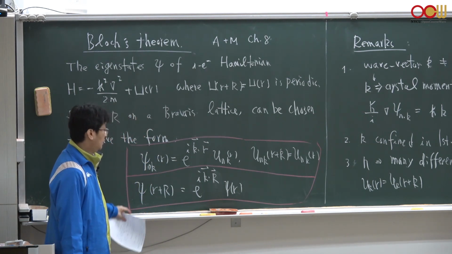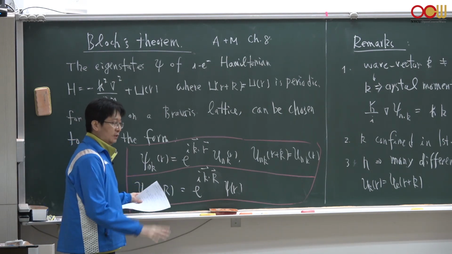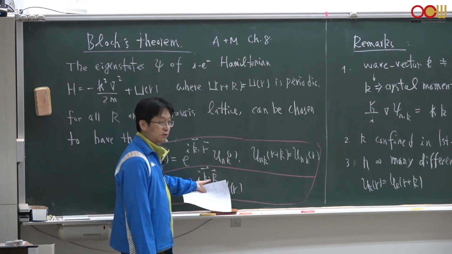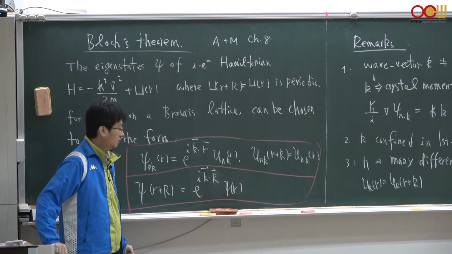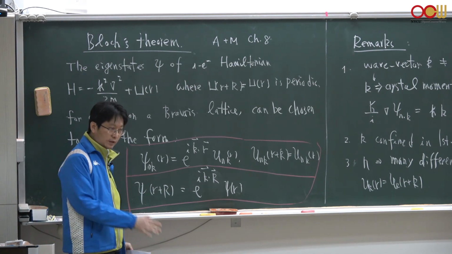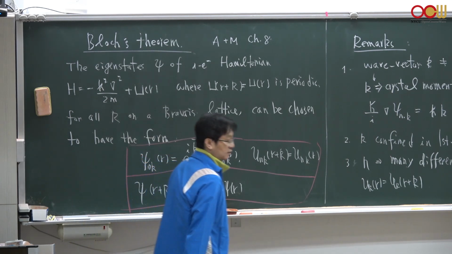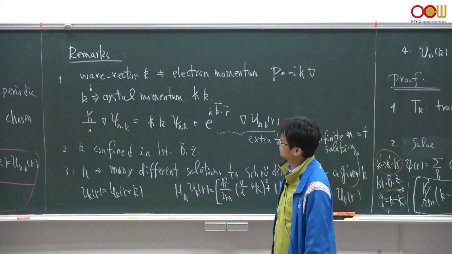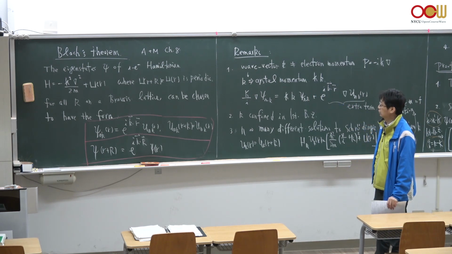So in other words, the eigenstate of that single electron under the periodic potential, by shifting this lattice translational vector, carries the extra phase factor e^{ik·R}, where R is the lattice vector. That is something very fundamental and very useful to derive the energy bands and so on. There are some remarks that I need to make here regarding this Bloch theorem. By the way, you could go back to Ashcroft-Mermin, chapter 8, to review this Bloch theorem.